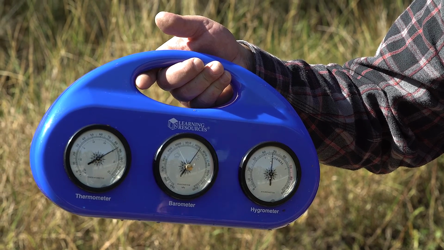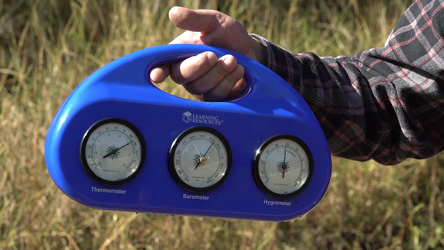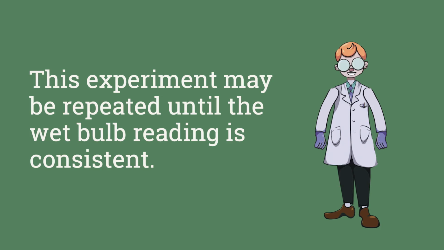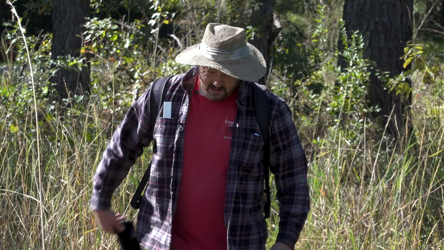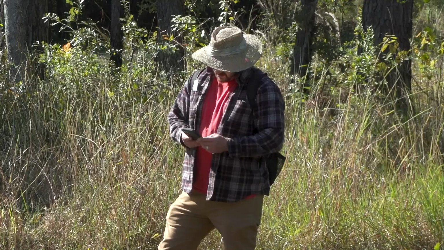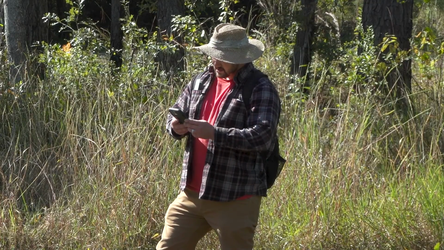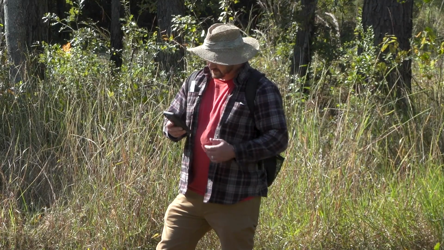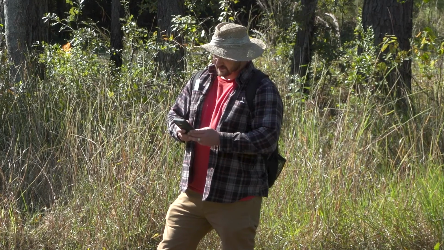Our gauge is a little bit higher. It's saying about 45. This experiment may need to be repeated until the wet bulb reading is consistent. And now let's see what the weatherman tells us. The humidity this morning, they are saying at 35%. And that's in Valdosta, Georgia.